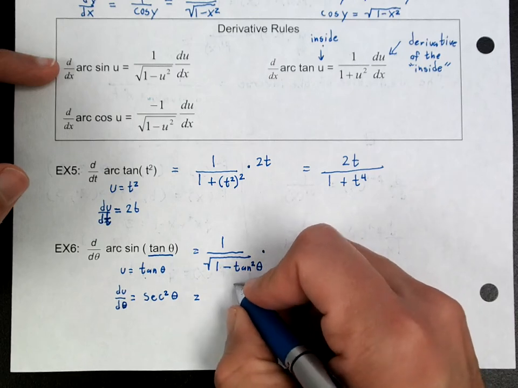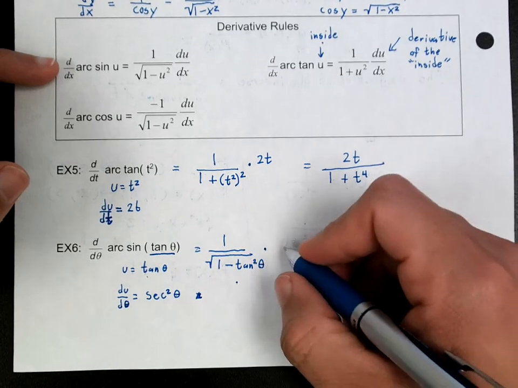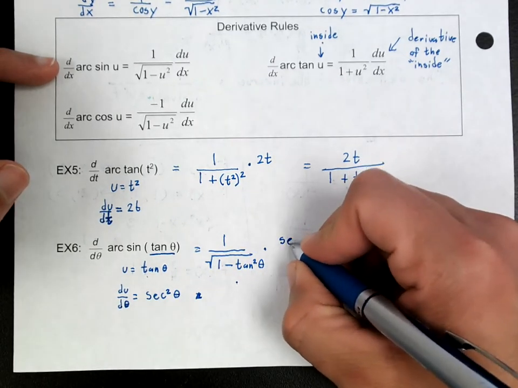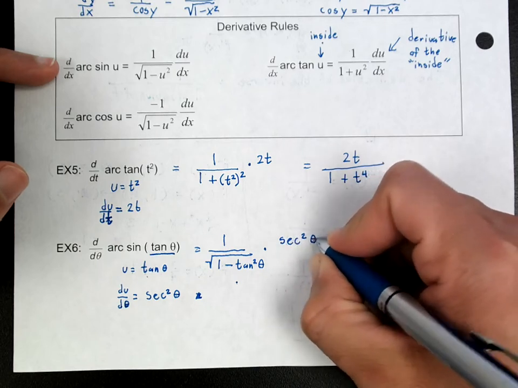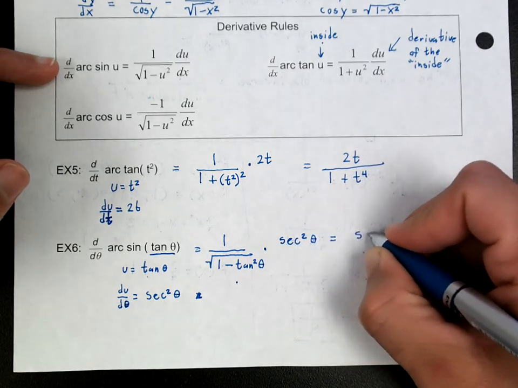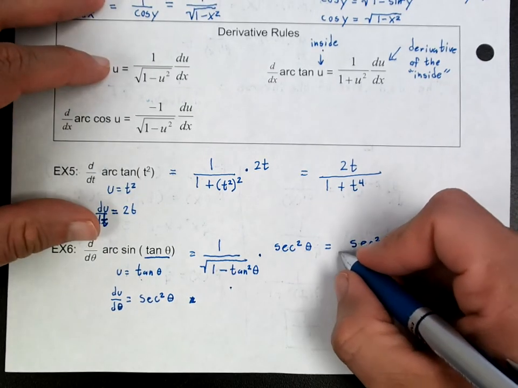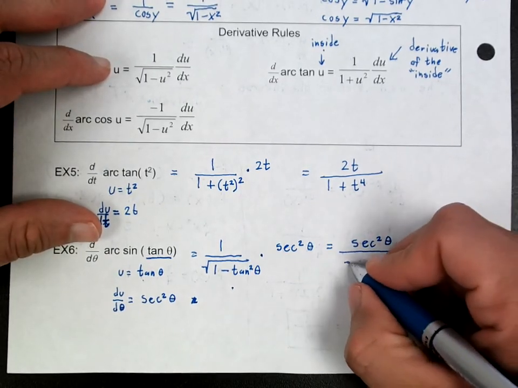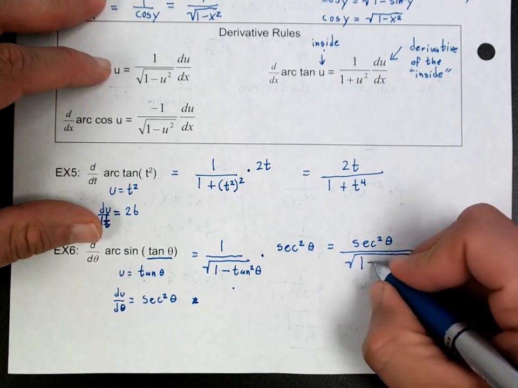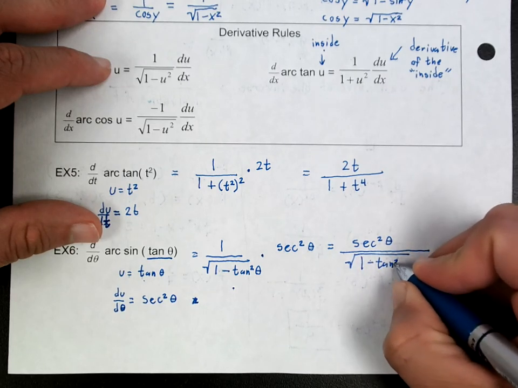So this would be secant squared theta, and that's equal to secant squared theta over the square root of 1 minus tangent squared theta.